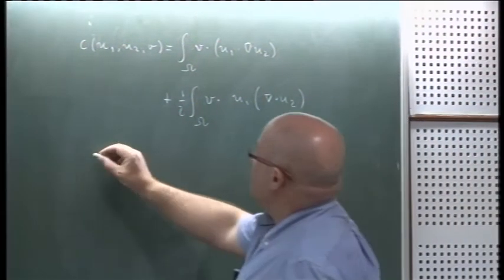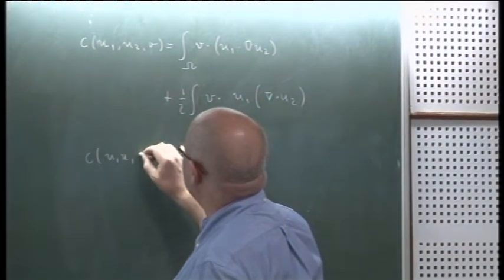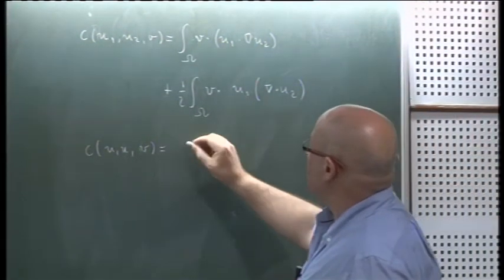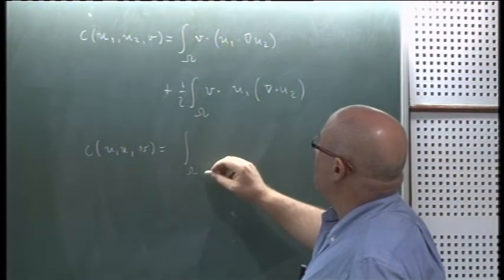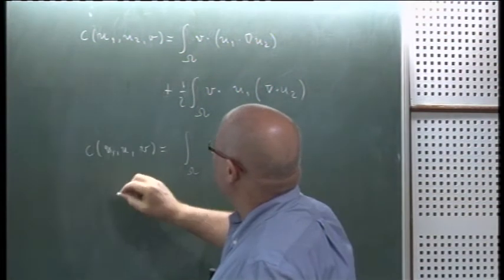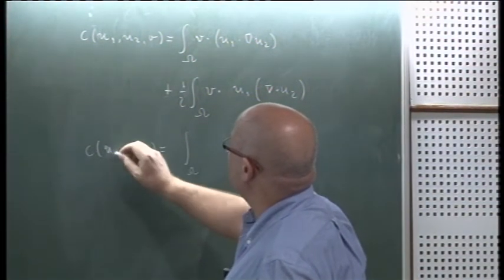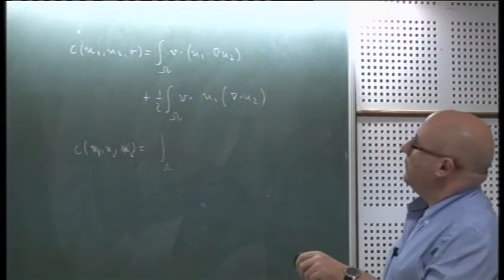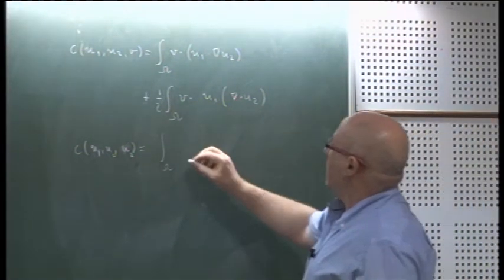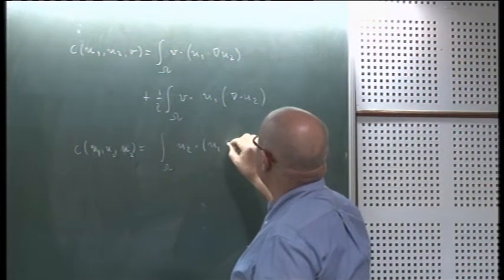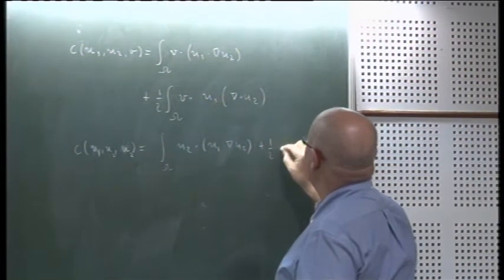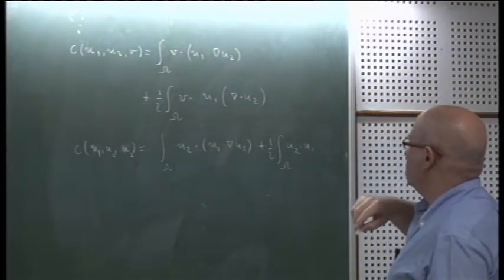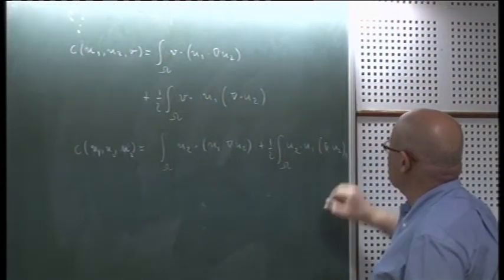So what happens if we take the same argument in the second and the third position? We fix u1, and we take v equal to u2. What happens? We will have the integral of u2 dot u1 dot gradient of u2, plus 1/2 of the integral of u1 divergence of u2 times u2. I don't know if I did that correctly.